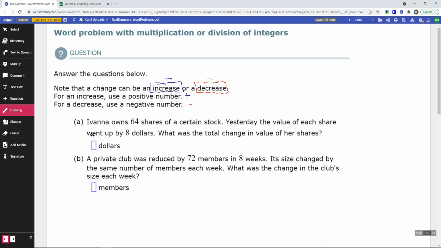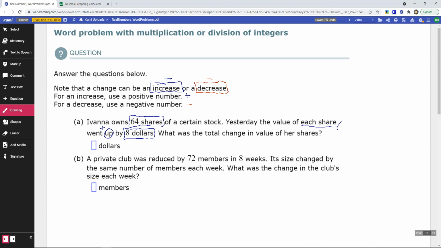So right there in the second sentence, it says yesterday the value of each share went up by $8. So that's going to be an increase. So we're going to want to make sure that we use a positive integer. All right, so now let's analyze what the problem is asking. 64 shares of a certain stock. So she starts with 64 shares. Yesterday, the value of each share, that's important, so each share went up by $8. So it went up by $8 per share.